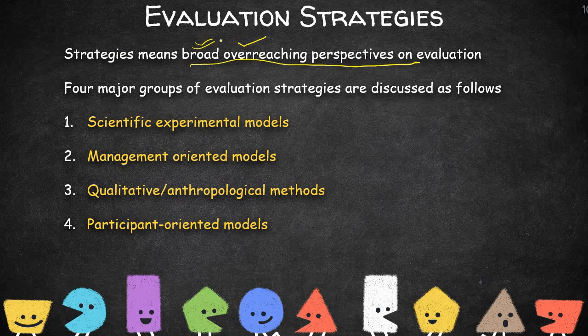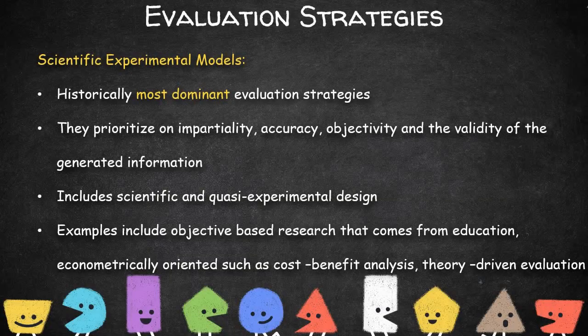So when we try to evaluate, what kind of strategies are available to us? Depending upon the kind of inquiry we set in, we have 4 major groups of evaluation strategies to take help from, starting with the scientific experimental model, management oriented models, qualitative anthropological methods, and participant oriented models. So let's understand them one by one.